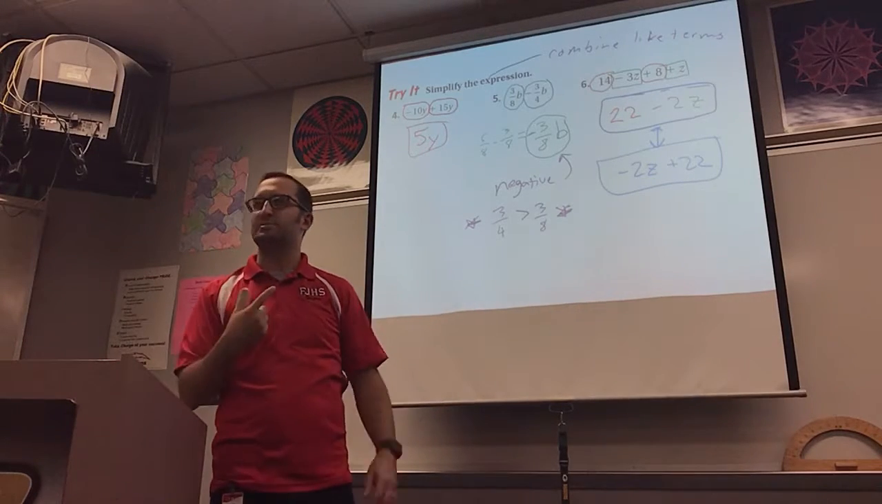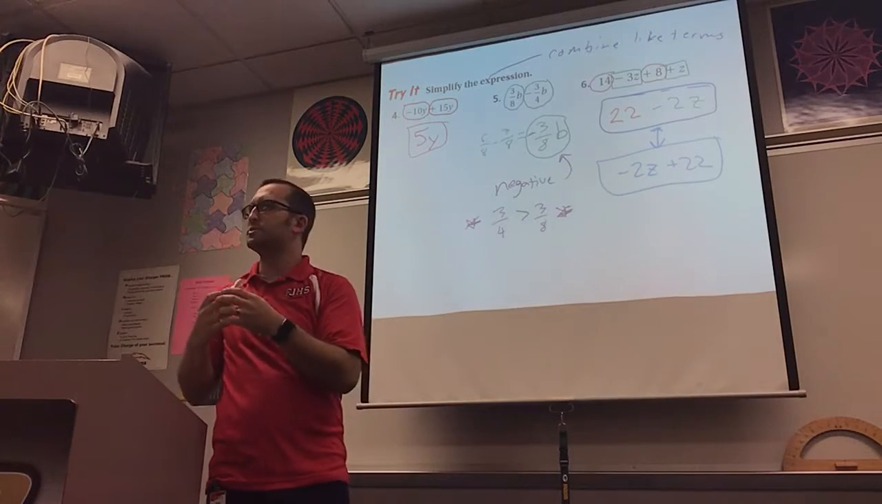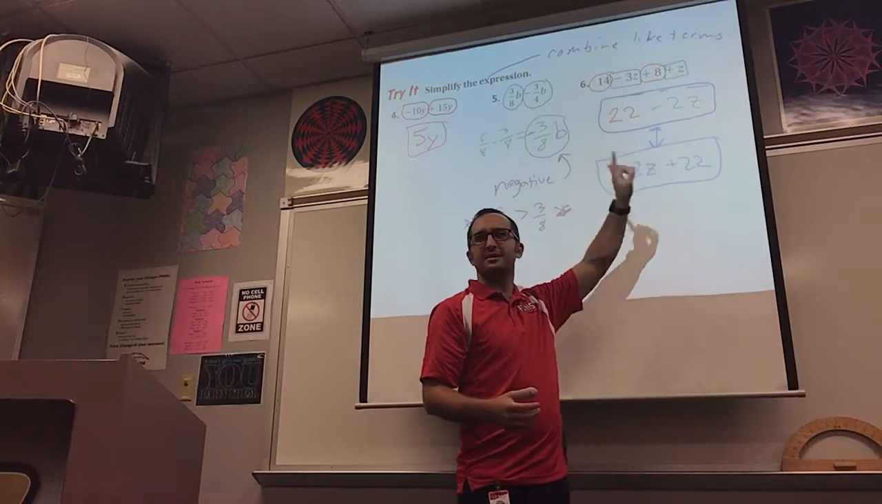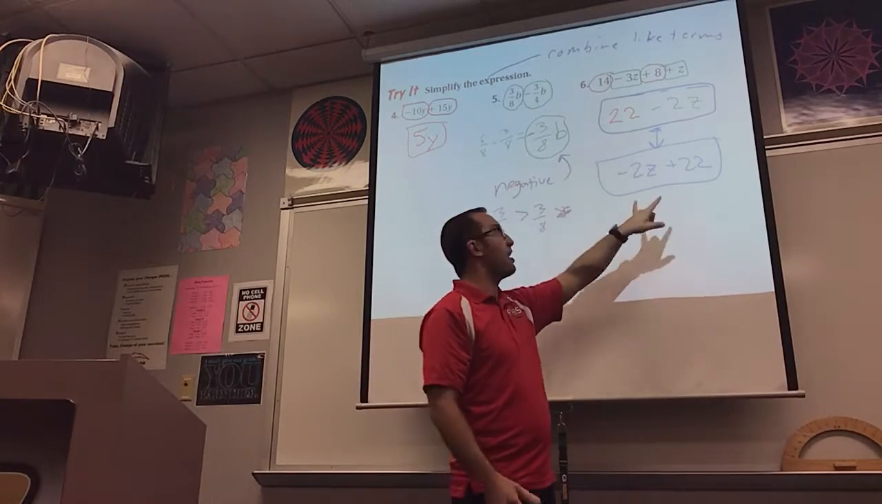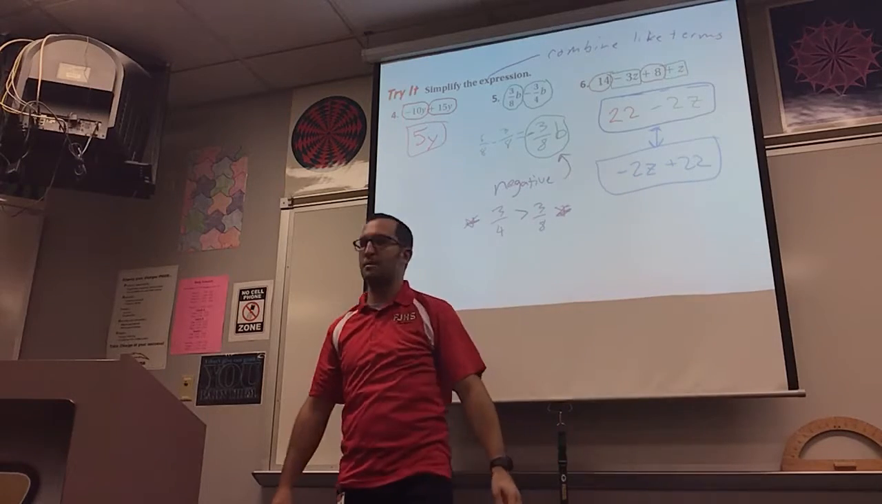Typically with expressions, the variable term will come first. So if you see answers where the variable term came first, all they did was use the, what is that? Is that the associative? No, it's the commutative property of addition, which says I can change the order, right? That's the commutative property of addition.